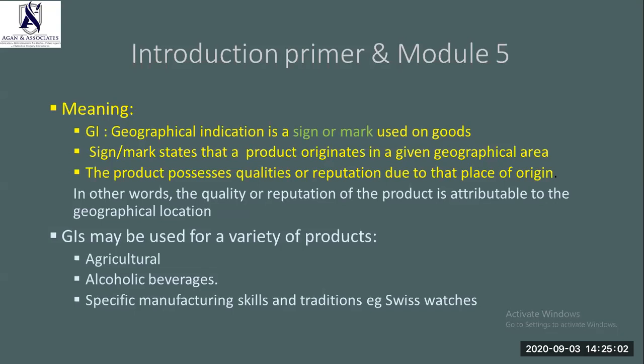Now, GIs may be used for a variety of products. The first two products, agricultural products and alcoholic beverages, have been traditionally accepted for a very long time. Specific manufacturing skills and traditions is an emerging area, and is now gaining momentum, and that we're even discussing it here simply means that it is the way to go.